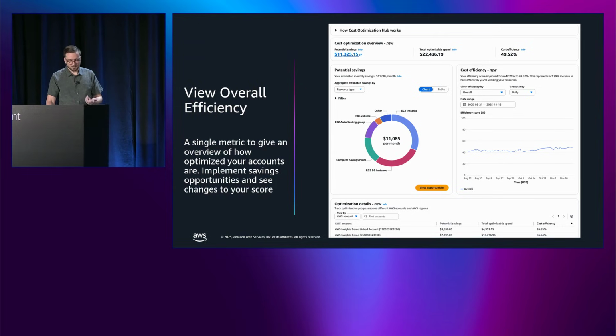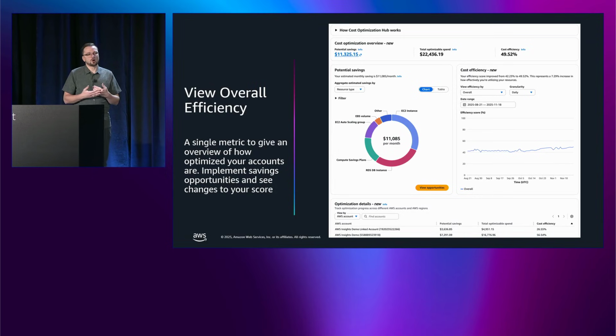So let's talk a little bit about how the efficiency metric works. We take the total potential savings of all of our recommendations in Cost Optimization Hub. Compute Optimizer recommendations, right size, idle, RI, savings plan recommendations. We combine them all together. We deduplicate the savings, so we don't overstate savings, meaning if there's a bunch of idle resources, we won't tell you to buy a savings plan for them, for example.